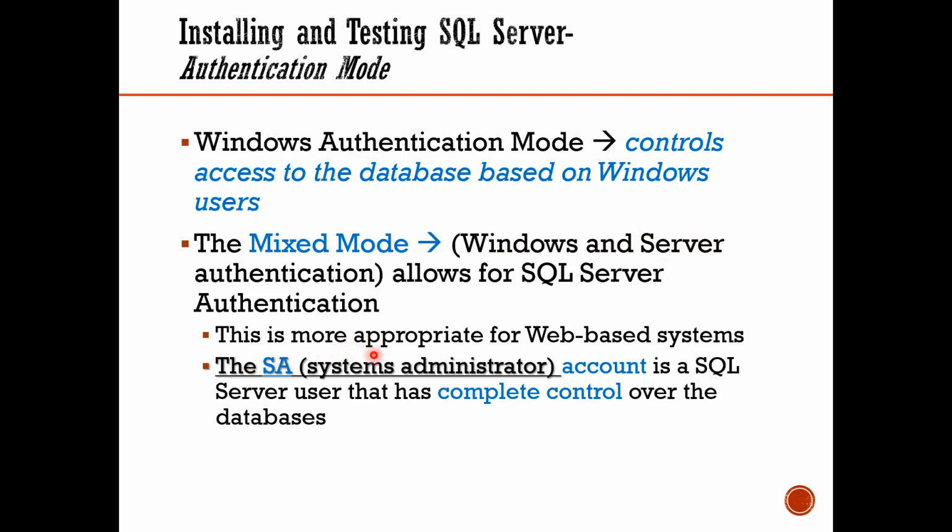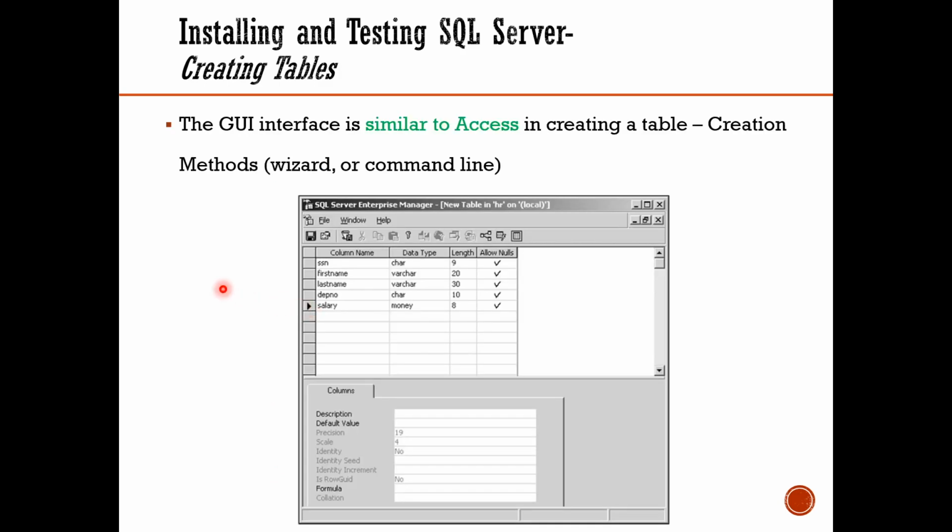So this is more appropriate for web-based systems because we have a client and a server, and they need to be authenticated to each other. But here in the first one, I believe it is limited to the server side. Here again, SA, which is the system administrator account, is the main account that has complete control over the database. And of course, this is a very trivial definition, being the administrator.